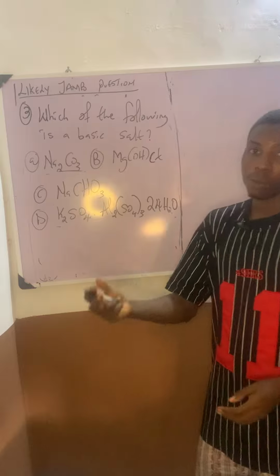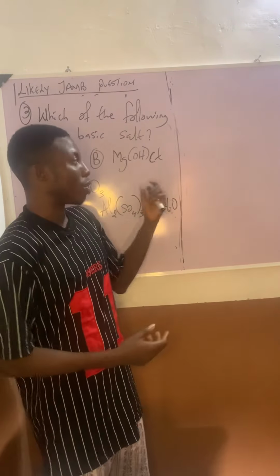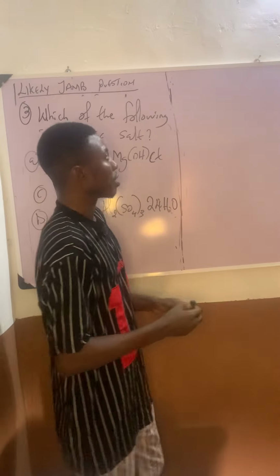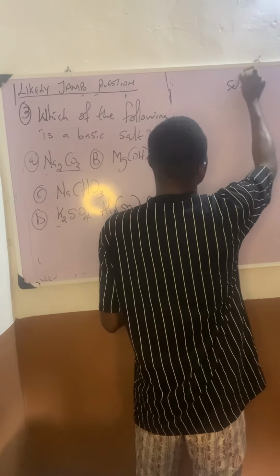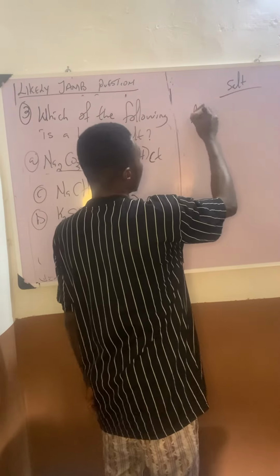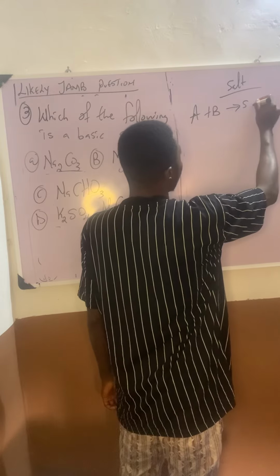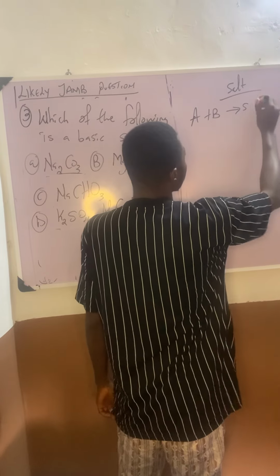So now you know how we do it. First of all, I explain the concept for you before we come to the question. Now let me explain the concepts. So let's talk about how salt is actually formed. Salt is formed when acid reacts with base. They are going to form salt and water. These are the two things they're going to form.